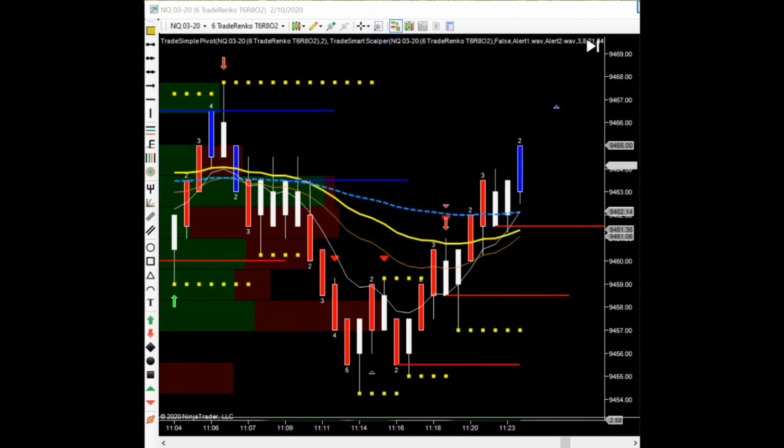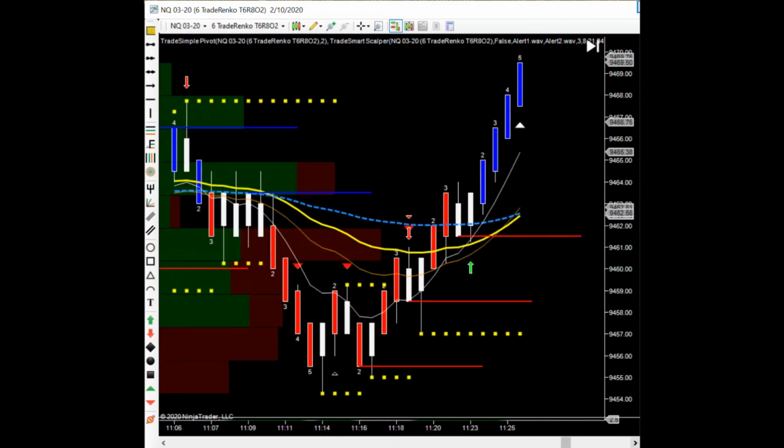That being said, this whole move here broke through all of this resistance, came back down and reversed. I would have taken that one because this one would have knocked us out at this bar here. So this all would have happened later. We would have had plenty of time to get into that one. Nice winner there.